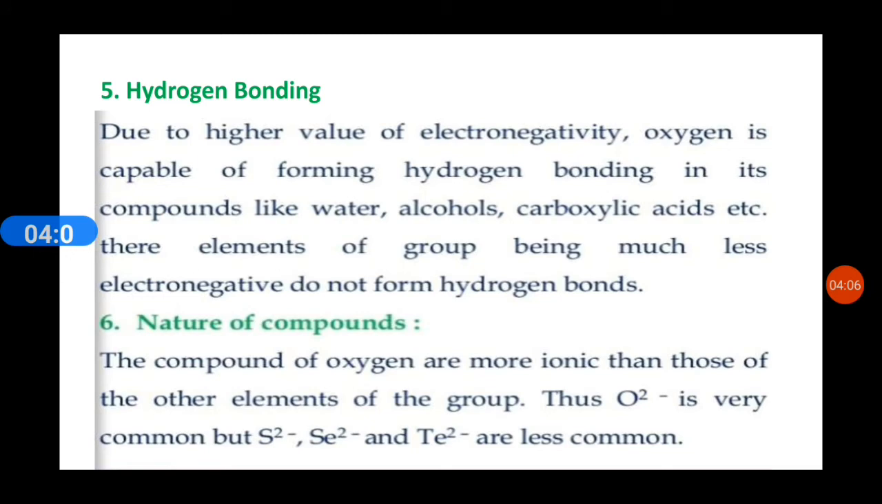Due to higher value of electronegativity, oxygen is capable of forming hydrogen bonds, whereas other elements cannot form hydrogen bonds. The nature of the compounds of oxygen are more ionic as compared to those of other elements.